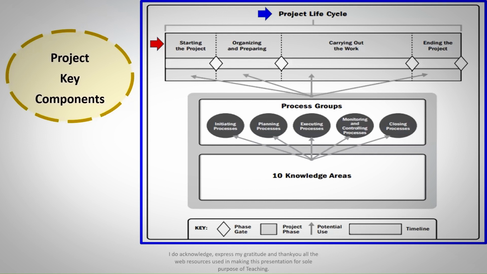These are the 4 phases of the project life cycle. What you see now is the timeline. Timeline means the actual time required to complete the activity. Broadly, you see that starting the project and organizing and preparing the project take almost the same timeline. But the maximum duration goes to carrying out the work. So the maximum effort goes into executing the job.